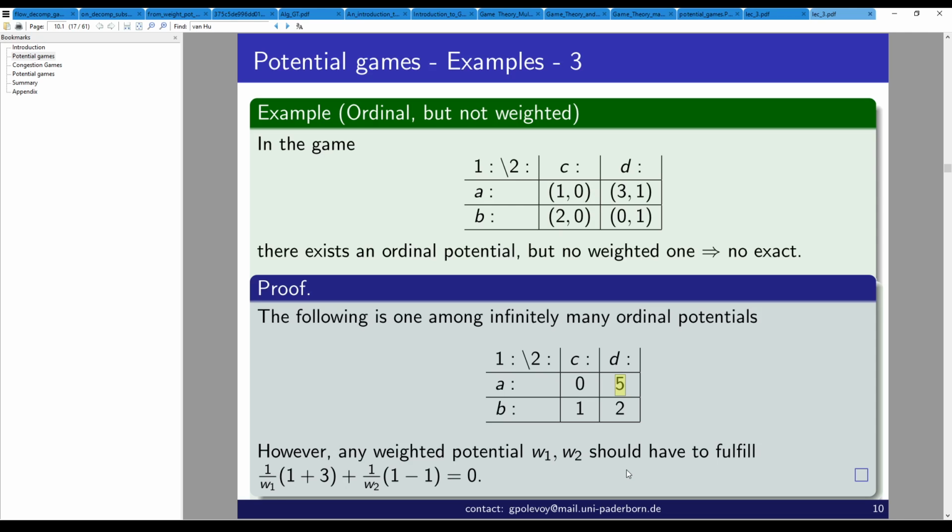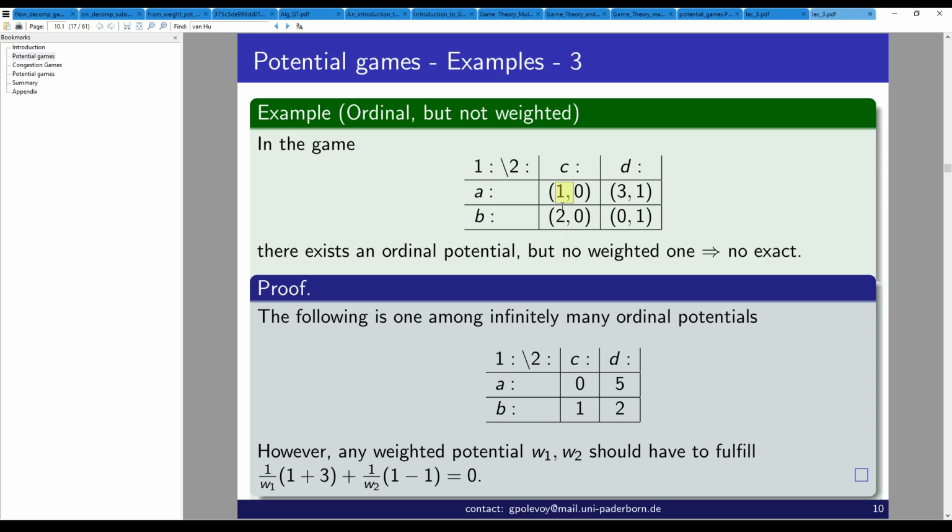because imagine you have some weighted potential with positive weights W1, W2. Now, we always look at the circle. That's also something which may be reminiscent of the physical analogy. So what if we have a closed path, in this case a path in the space of the strategy profiles? What if we move from AC to BC, BC to BD, BD to AD, and then back to AC?